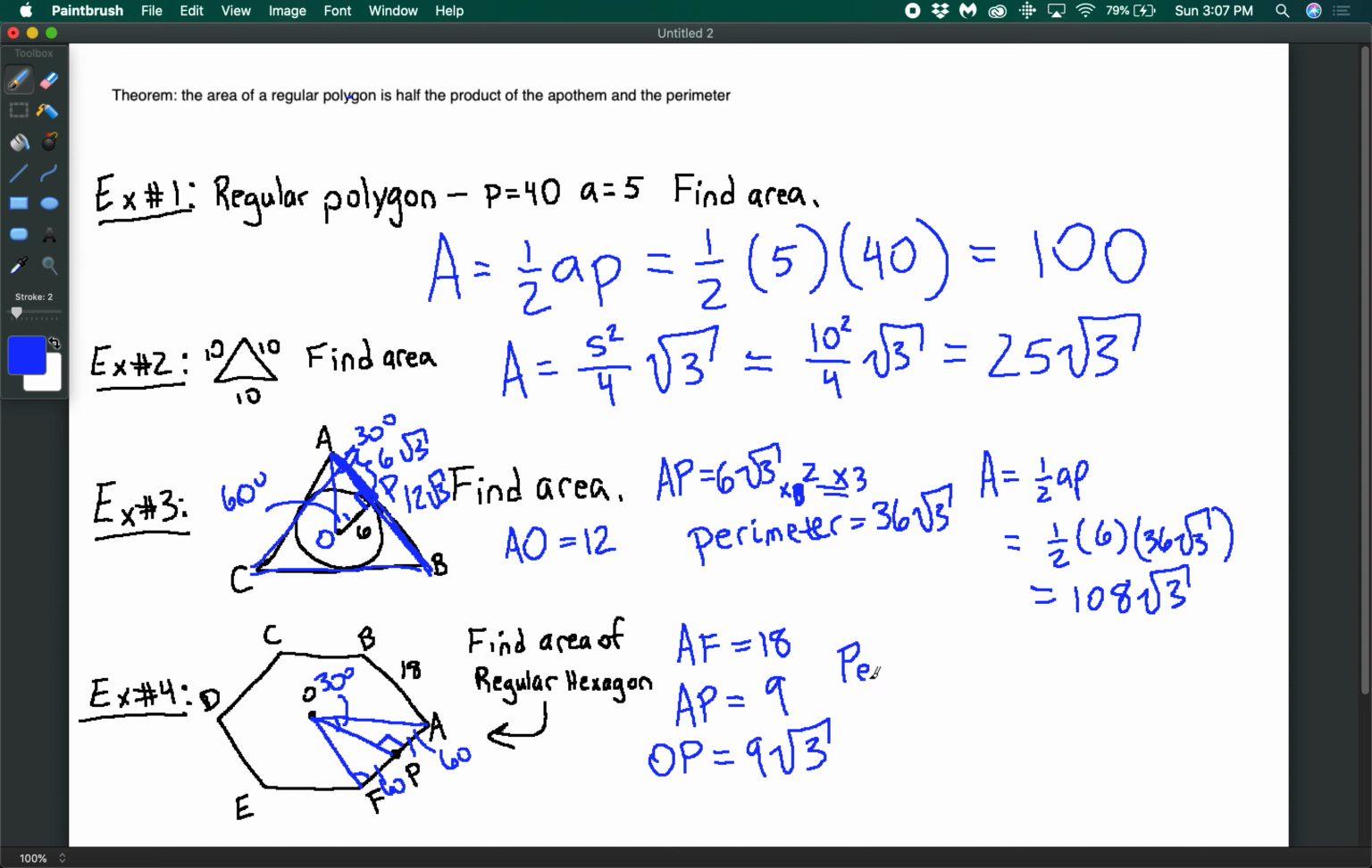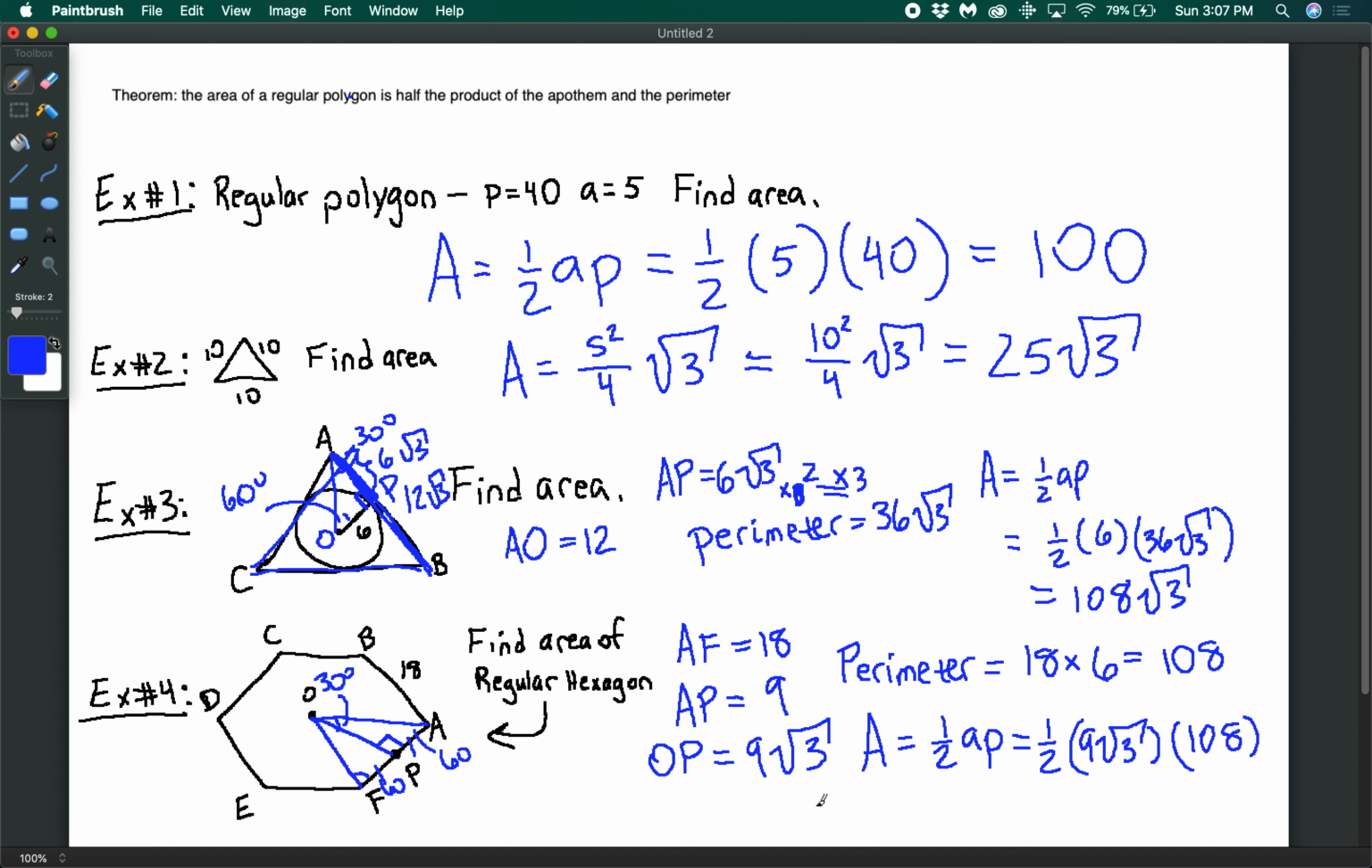And so my perimeter is going to be equal to 18 times 6, which is 108. And I can then find my area, because my area is 1/2 times the apothem length times the perimeter. So I have 1/2 times my apothem length, which is 9 root 3. We had just calculated that. Times the perimeter, which is 108. And this gives me that my full area is equal to 486 times root 3.